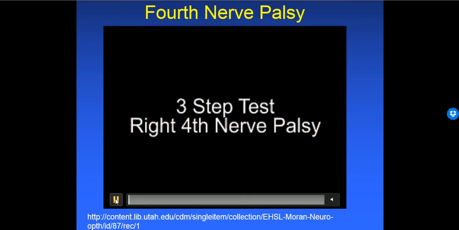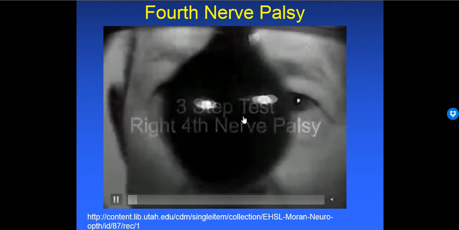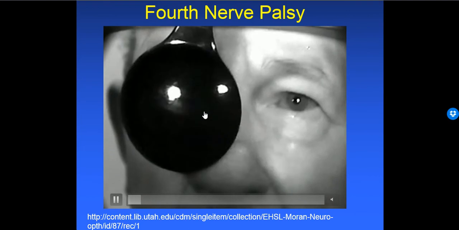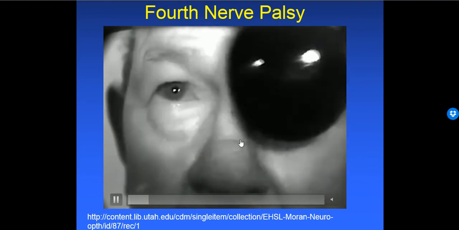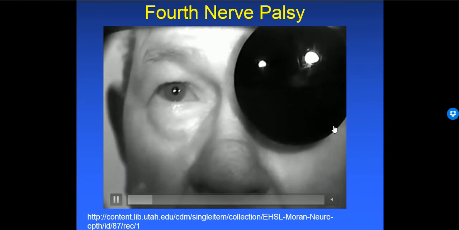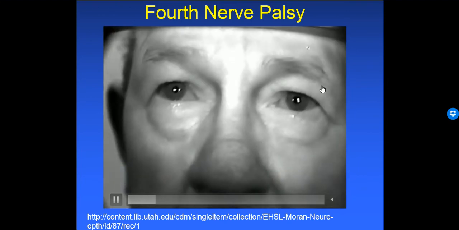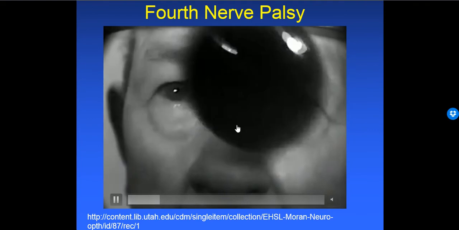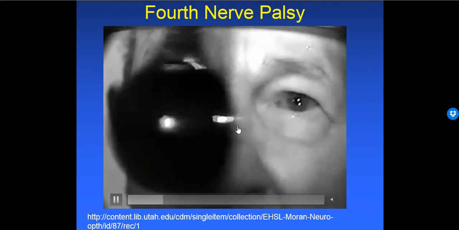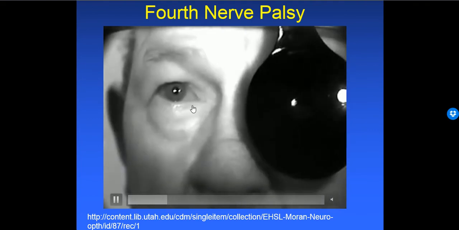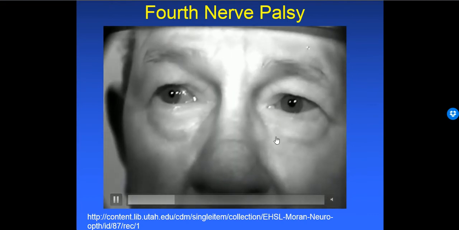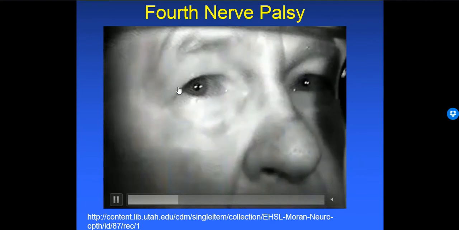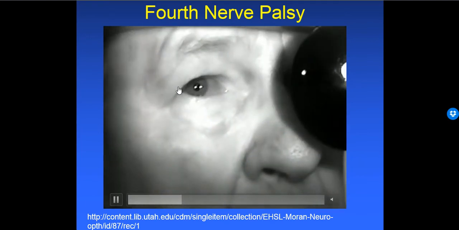So we have a situation where there's three components to this test. When the patient's looking straight ahead and the alternate cover test is being done, we see that the right eye comes down and the left eye, as it's uncovered, goes up. And that seems to suggest that the resting position of the eye, where it wants to be, is that the right eye wants to go up when it's not being forced to, and the left eye wants to go down. And that goes along with the fact that there's a right fourth nerve palsy.